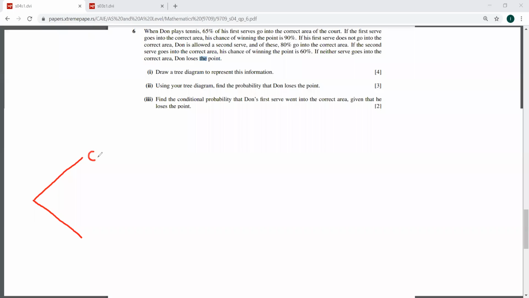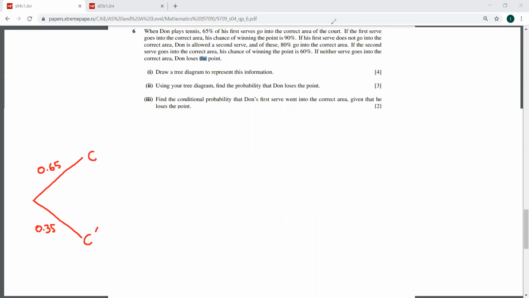So I'll be writing C, and here C dash. 65% would be written here as 0.65. You know that the sum of these probabilities should always be 1. So I'll be writing here 0.35.